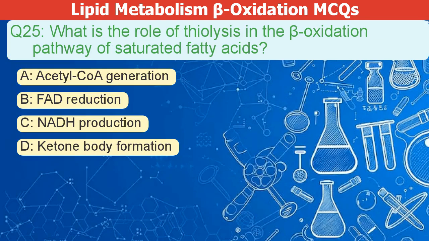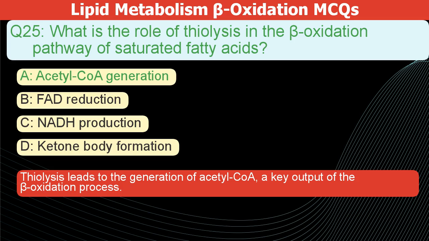What is the role of thiolysis in beta-oxidation of saturated fatty acids? A. Acetyl-CoA generation. B. Fat reduction. C. NAD production. D. Ketone body formation. The correct answer is A. Thiolysis leads to the generation of acetyl-CoA, a key output of beta-oxidation.